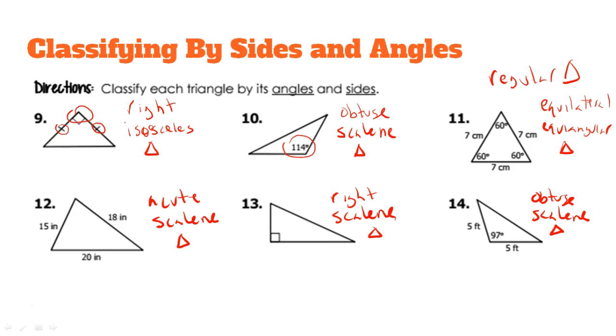Number 12, I had acute scalene because they gave us no angle representation there. Number 13, they gave us a right angle and nothing else, so it's a right scalene. And in 14, they gave us 2 side measures of 5, which told me it was an isosceles, not a scalene. Mr. Marone messed up. So it is an isosceles triangle, but it is also obtuse.